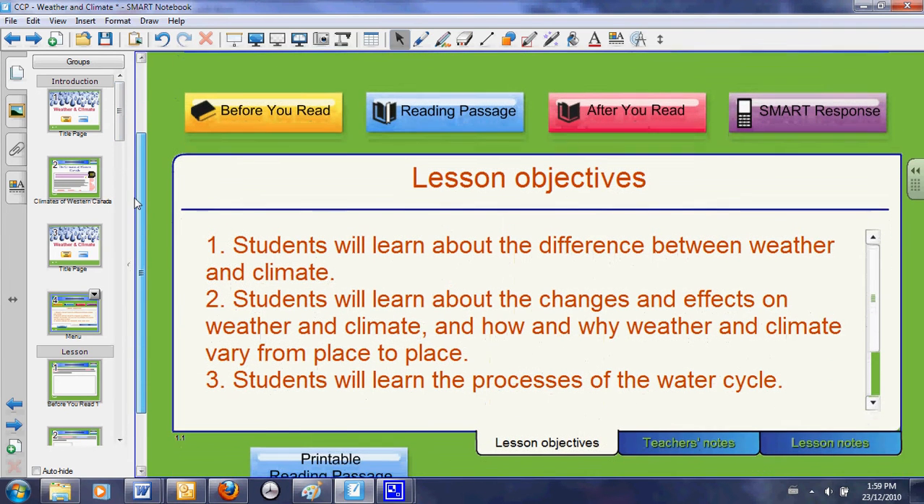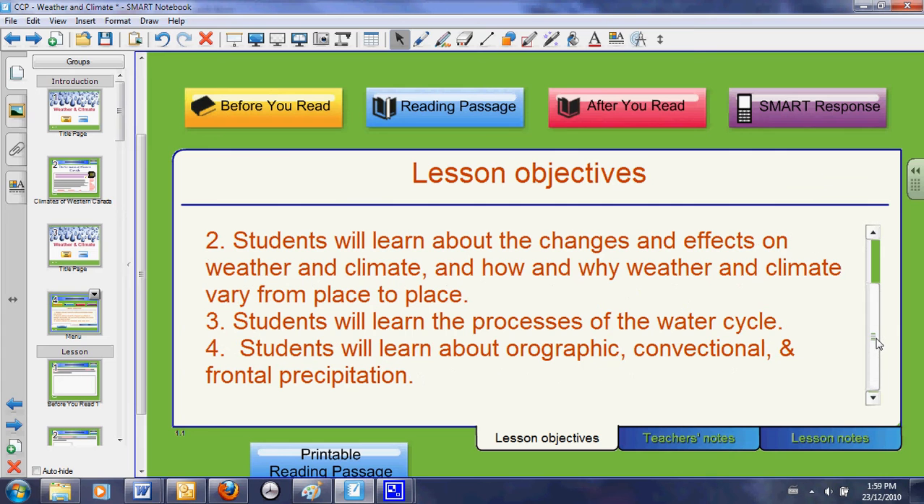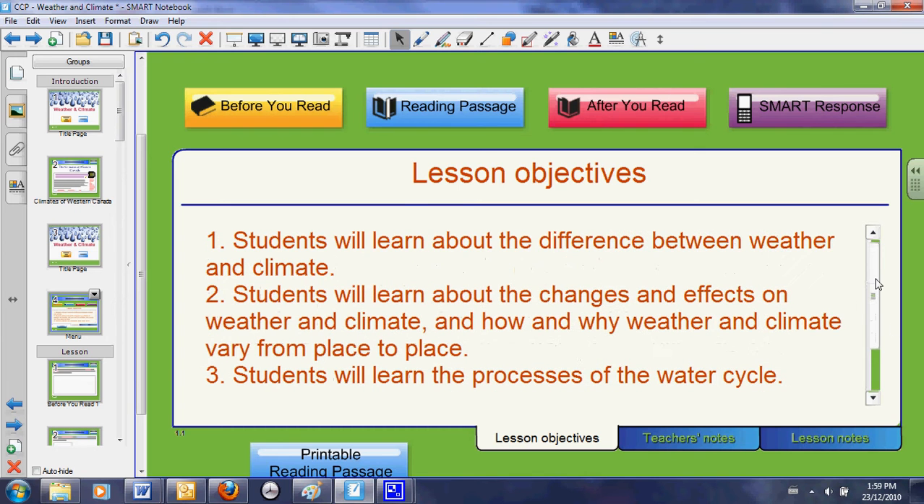Here are our lesson objectives. The first is that students will learn the difference between weather and climate. The other is that they'll learn about the changes and effects on weather and climate and how weather and climate vary from place to place. And then the last thing is that you'll learn about the water cycle. In fact, let me scroll down here. Students will also learn about orographic, convectional, and frontal precipitation. So needless to say, this is a very full lesson.